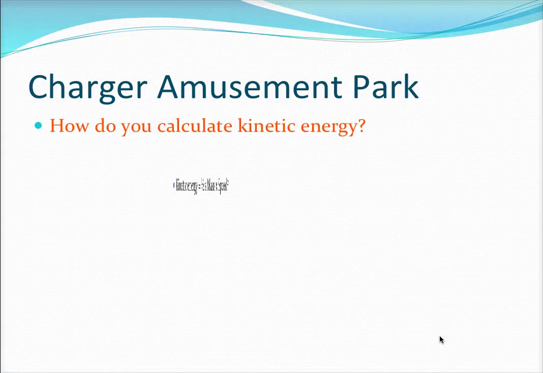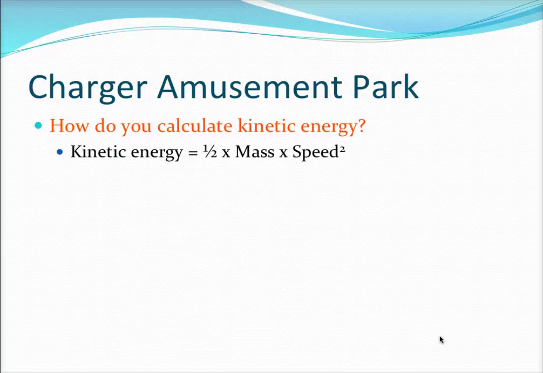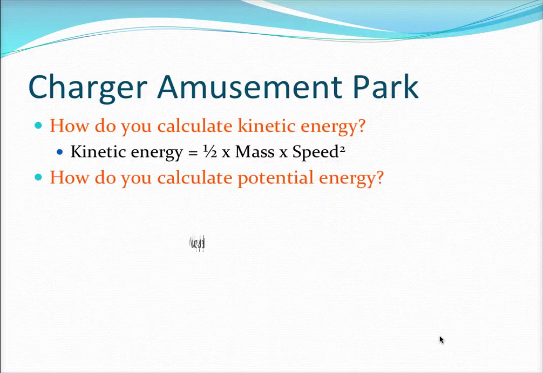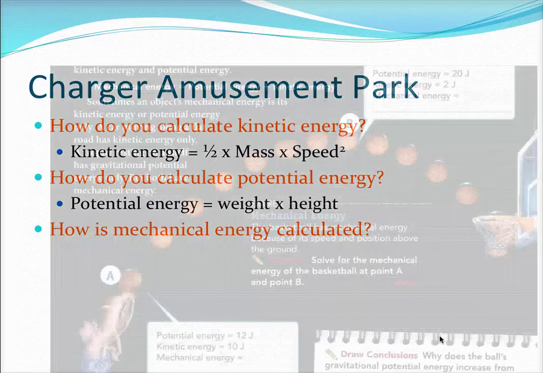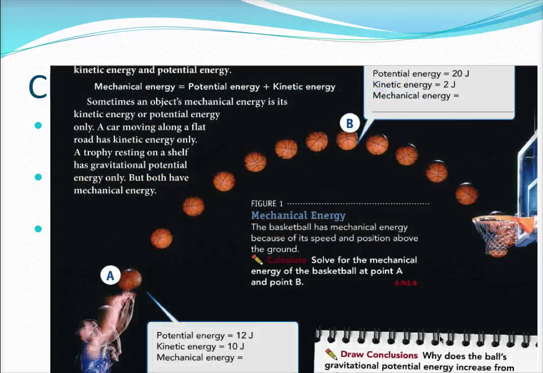How do you calculate kinetic energy? Here's your formula: half times mass times speed squared. And then potential. I want to remind you, your textbook has some great examples in there. We did some of those. Open that back up and take a look at those. And then mechanical energy is calculated, again from the textbook, by just adding potential and kinetic together.